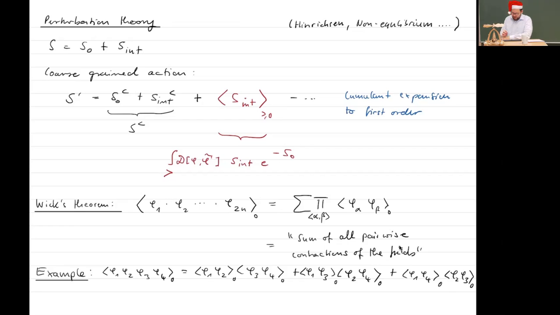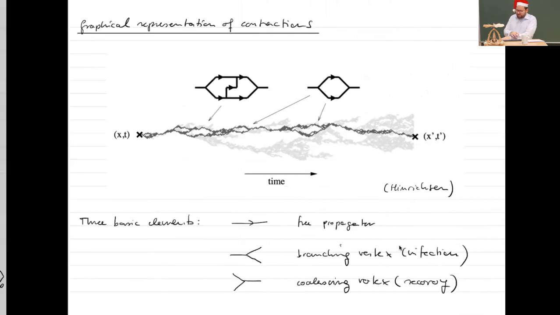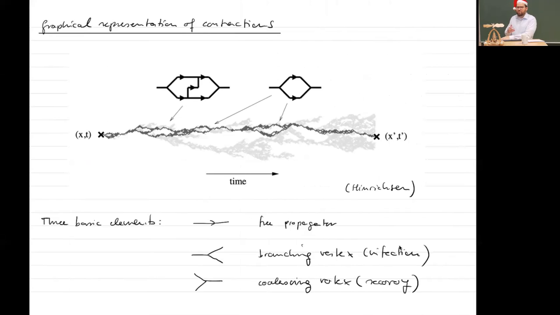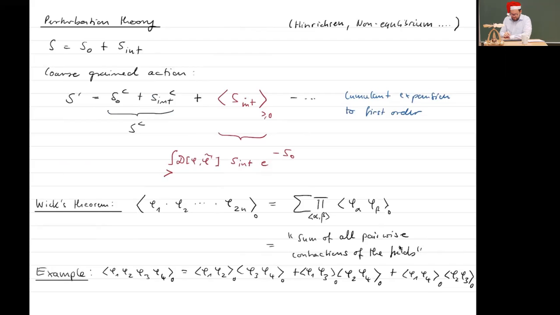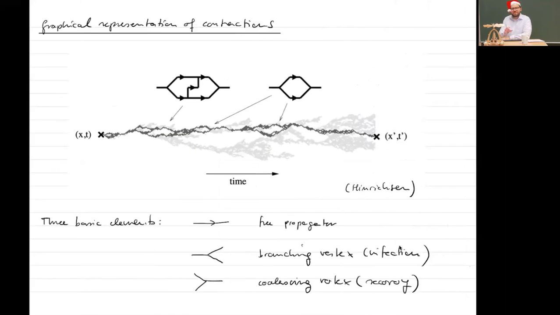This is why people invented a graphical language of how to represent these terms. And this graphical language in statistical physics or in quantum field theory is called Feynman diagrams. In our case, this graphical language is actually pretty simple. We also have Feynman diagrams that describe such terms here. But in our case, these diagrams have a real, intuitive meaning that is connected to the time evolution of the system.